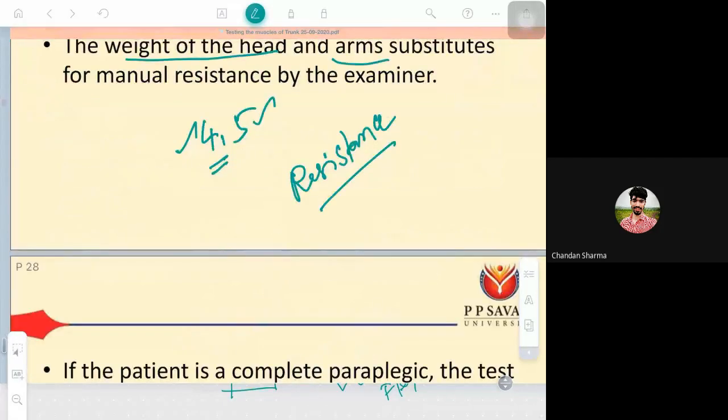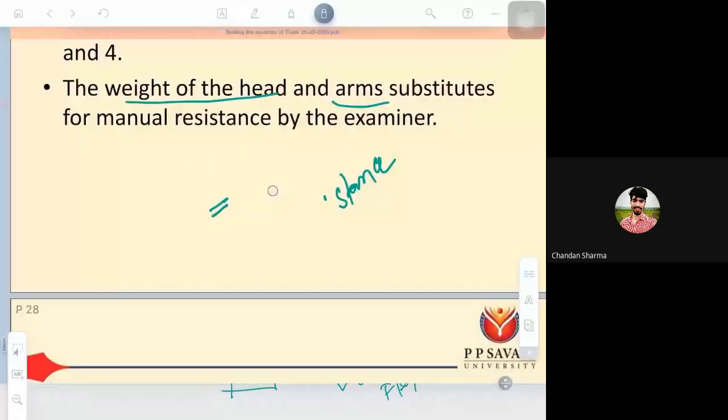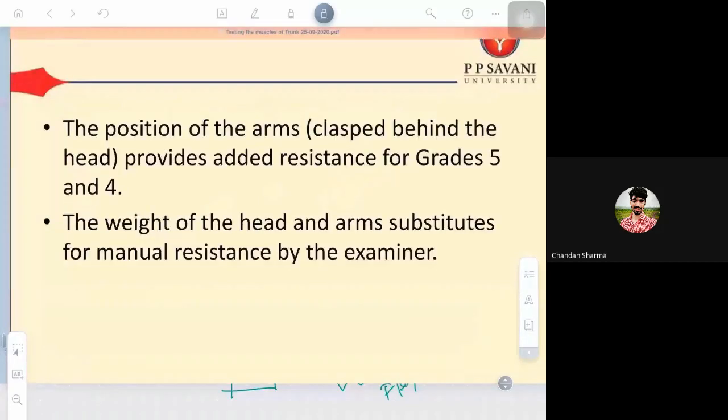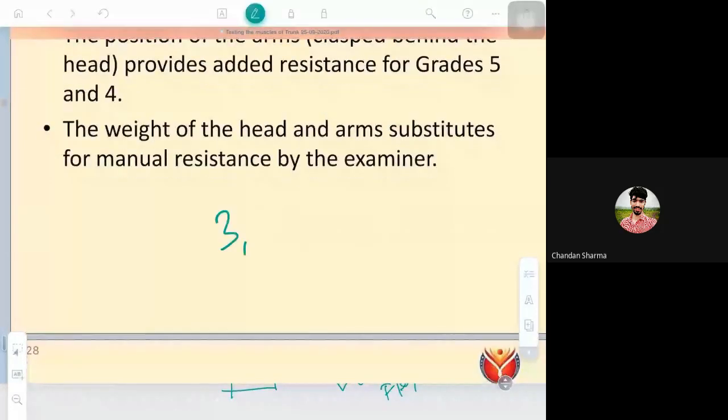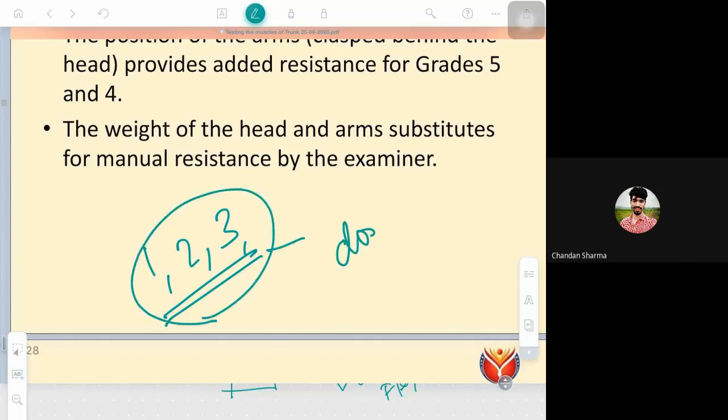Are you clear? Why are you keeping the hand behind the head? And why are you not keeping the hand behind the head in 3, 2, 1? Because in all these three grades, we don't give any resistance. That is why you are keeping the hand by the side. Okay.